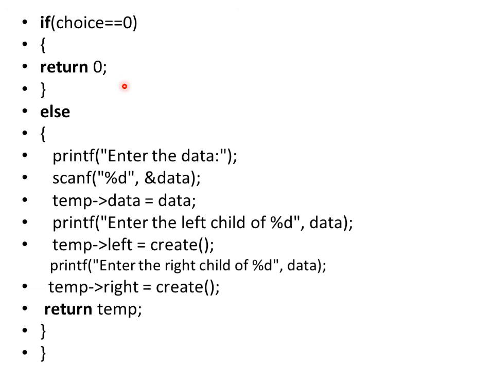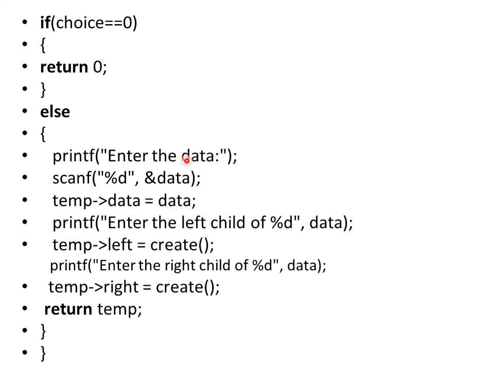Next, what I am doing, if choice equals 0, return 0. I have told that if it is 0, I should come out of the loop. That means I should exit the loop. Therefore, if the condition is true, then it will come out of the loop. Otherwise, what happens, the else part. This is the false part.